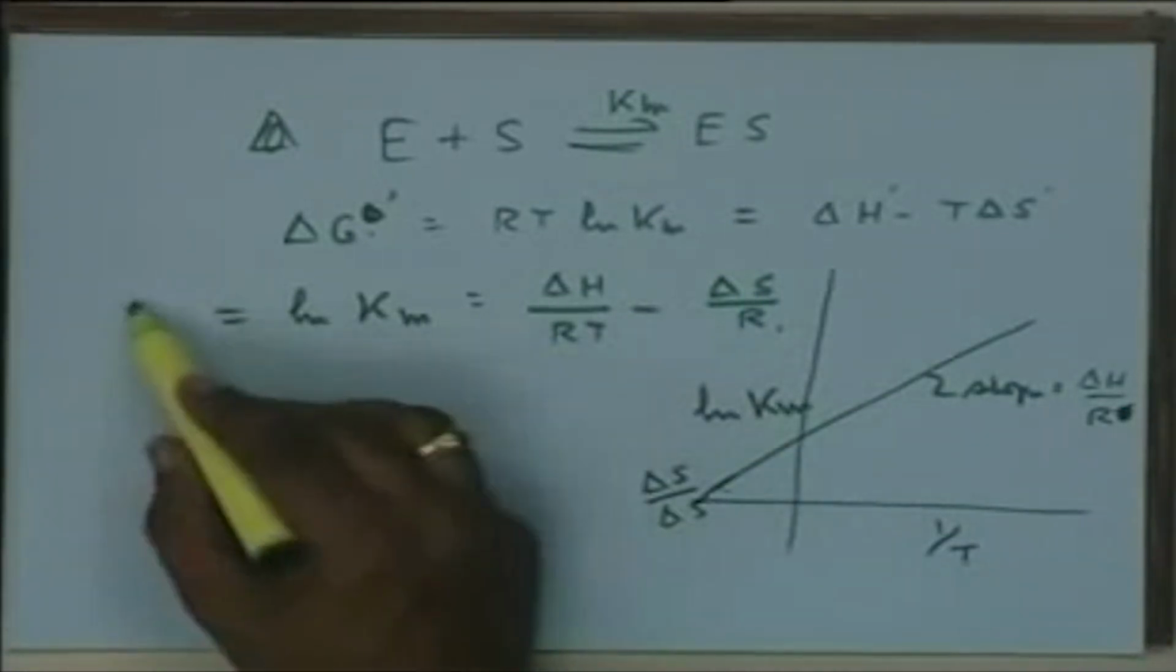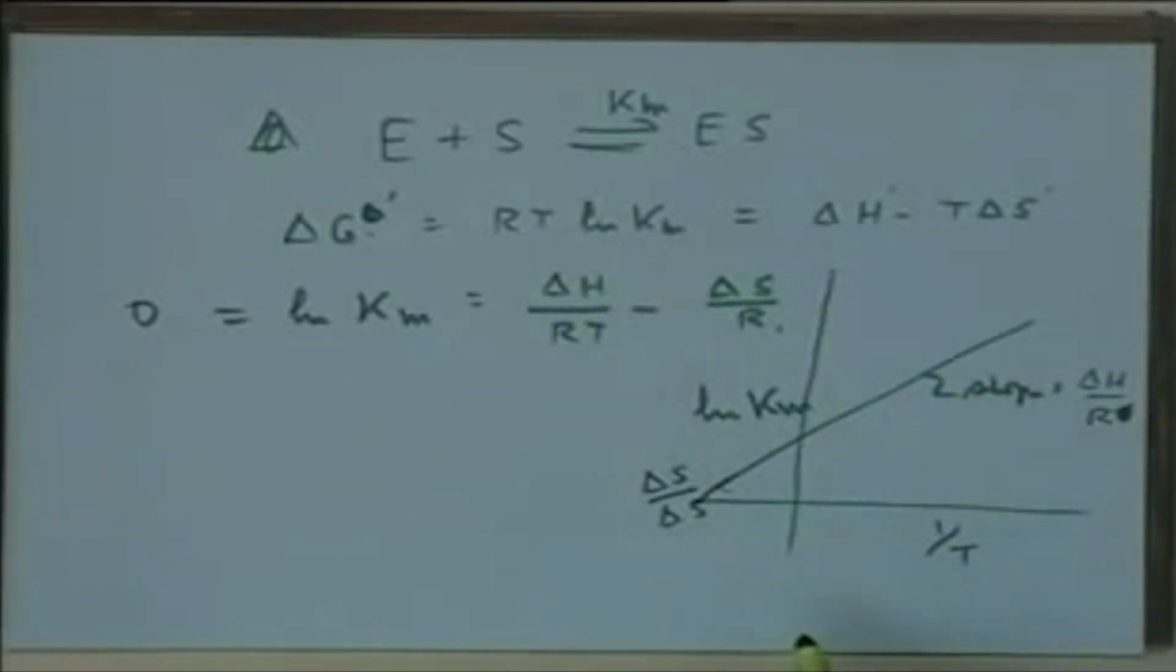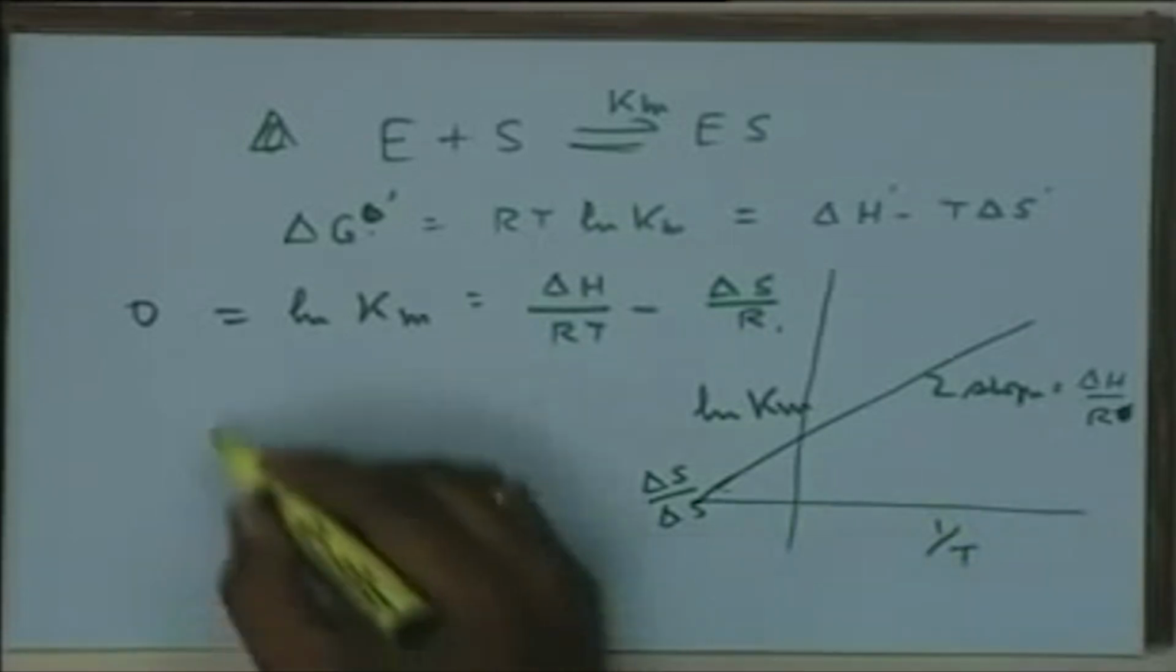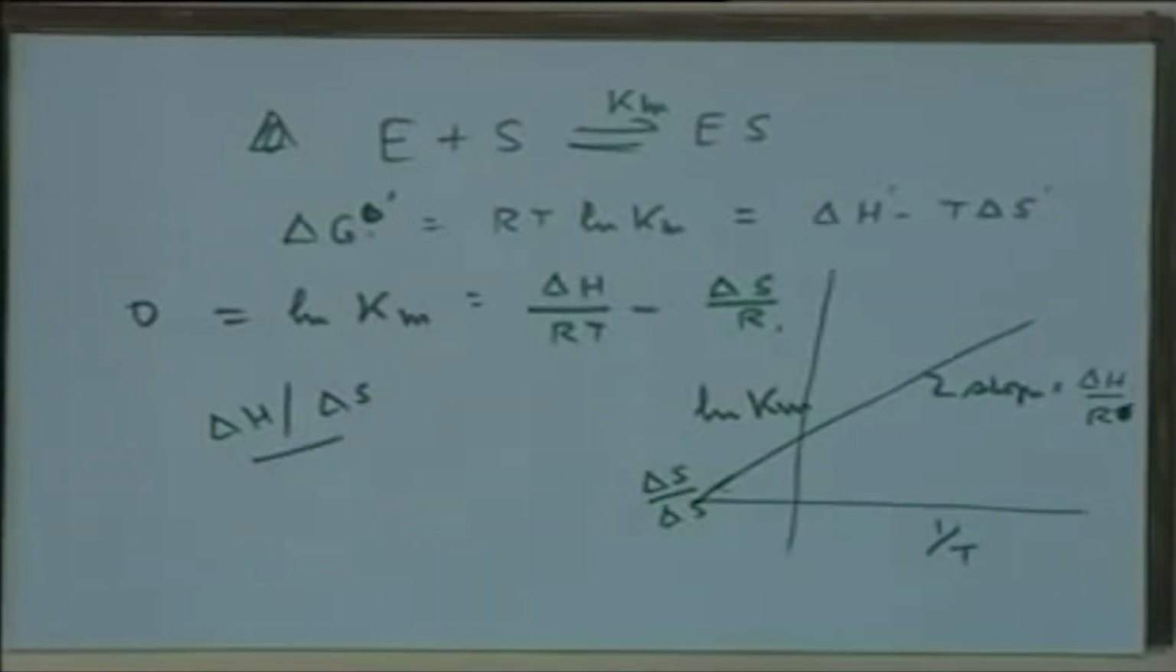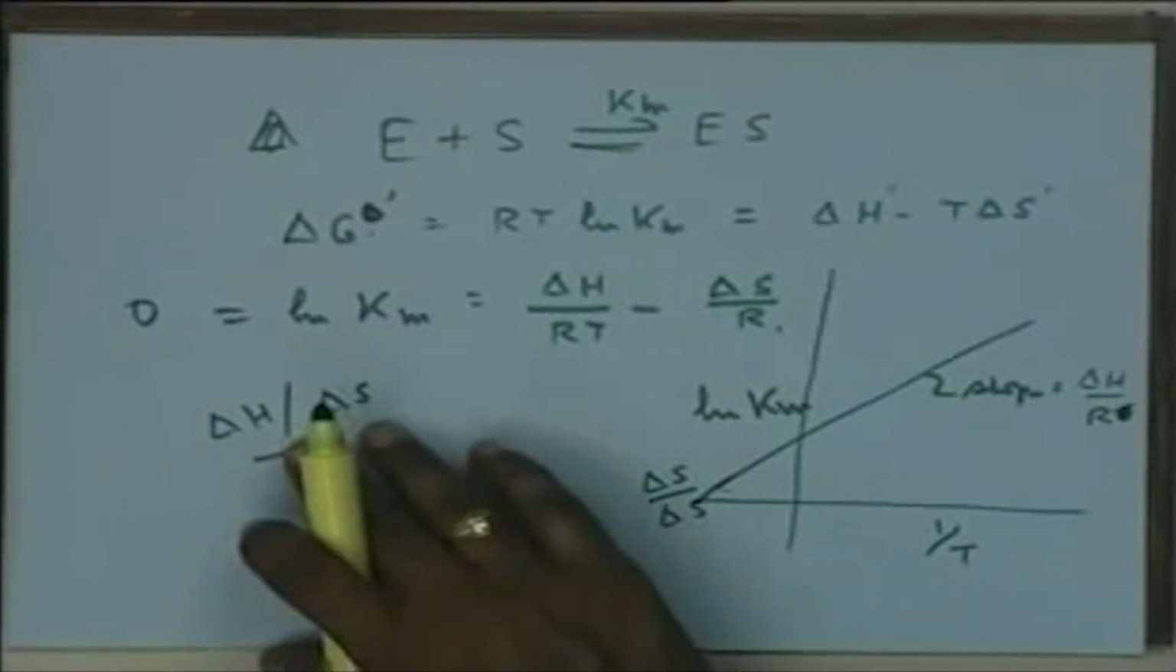If you put this equal to 0, you get delta H over delta S as the intersection point, and thereby you can calculate both delta H and delta S for a given enzyme catalyzed reaction by studying the effect of temperature on the Km value of a reaction.